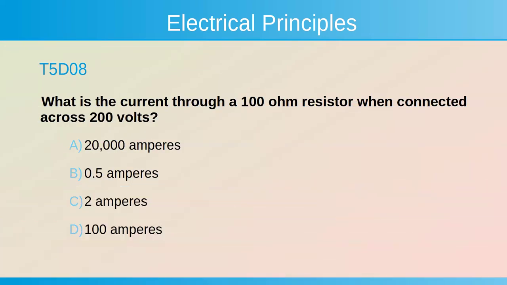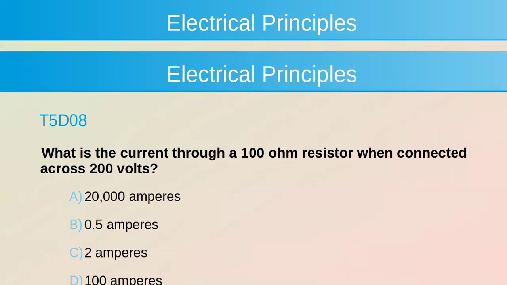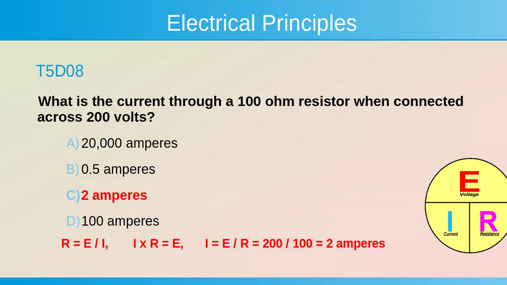What is the current through a 100 ohm resistor when connected across 200 volts? Remember the example I did? It's almost the same thing. I only changed one number. I'm gonna go with Charlie. Yes. Charlie sounds good.